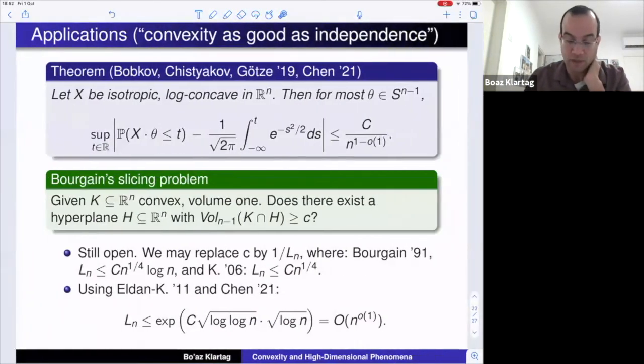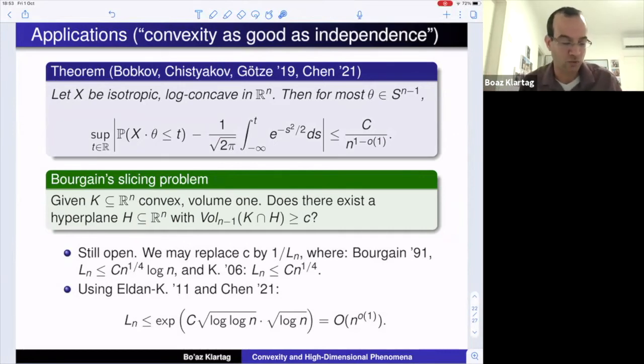Okay, so let me tell you about the applications of this breakthrough by Chen. First of all, we have very good estimates on the quality of the Gaussian approximation. If you plug in Chen's estimate into the bounds of Bobkov-Chistyakov and Götze, you get the following theorem. If you have an isotropic log-concave distribution in R^n, most marginals are close to the standard Gaussian in Kolmogorov distance, up to a constant over n to the 1 minus o(1). This is a very, very good approximation. You can kind of say that convexity is as good as independence, because this is also what you get for independent random variables, a constant over n, for a typical direction.